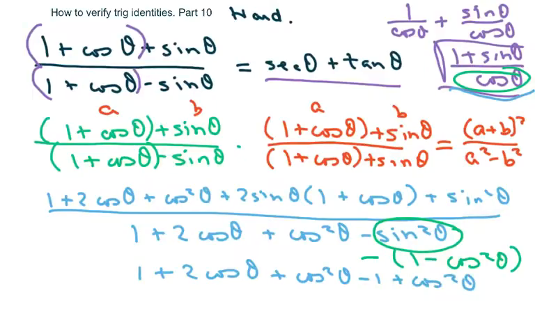So what happens when I'm right on the next slide is the ones will cancel, and you're going to get 2 cosine of theta plus cosine squared of theta. So that's just the denominator. So that's what I'm going to put on the next slide.